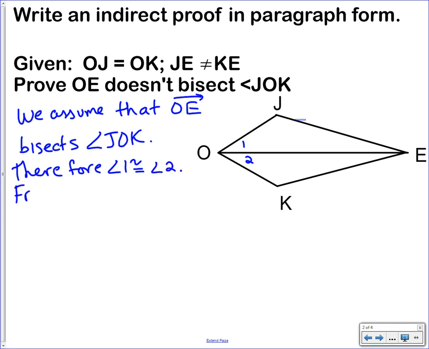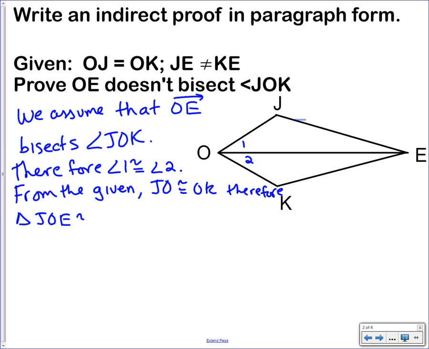From the given, JO is congruent to OK. Therefore, triangle JOE is congruent to triangle KOE by side angle side. Remember, in a paragraph proof, we don't need to state the obvious things like reflexive. So we have that JO congruent to OK. We have angle 1 congruent to angle 2. Obviously, OE is the common side, so it is congruent to itself.